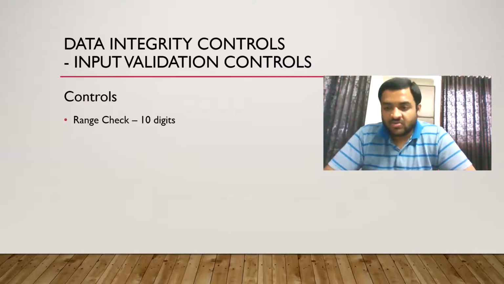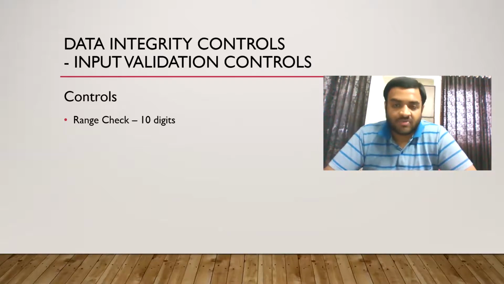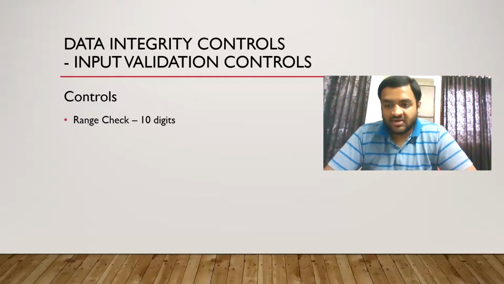If you are entering your mobile number, your mobile number is of 10 digits only. If you are entering 11 digits or 9 digits, it is an invalid number. So what we will do is, in the coding itself or in the input form design, we will make sure that there is a range check. If the number is less than 10 or more than 10, it will automatically prompt the user to please enter valid data.